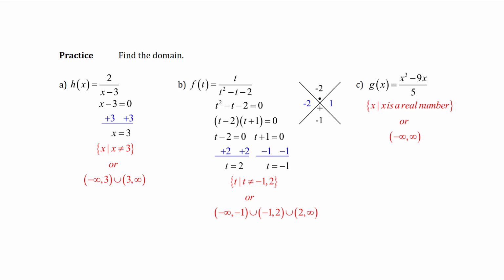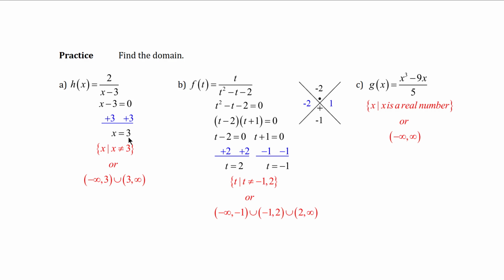Alright, so let's go ahead and find the domain for part A. We start by taking the polynomial in the denominator, x minus 3, and set it equal to 0. So we get x minus 3 equals 0. Next, we solve for x by adding 3 to both sides. We get the result is x equals 3.